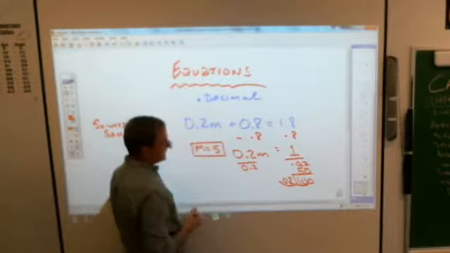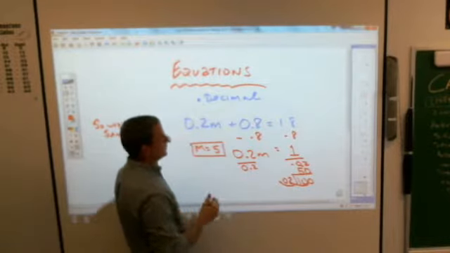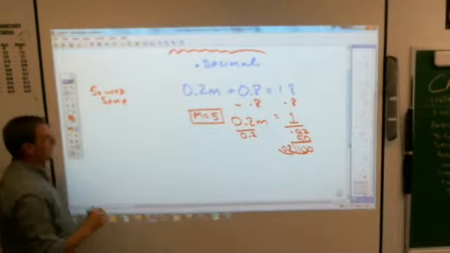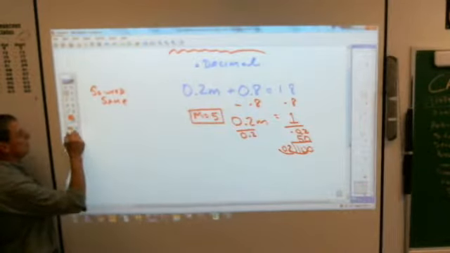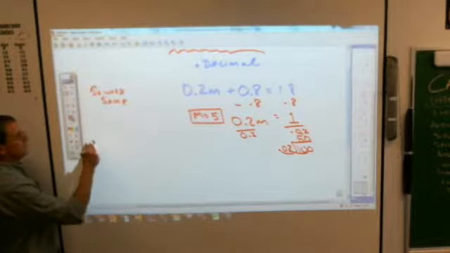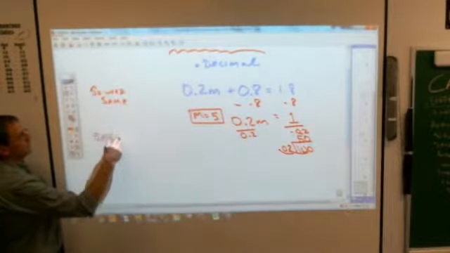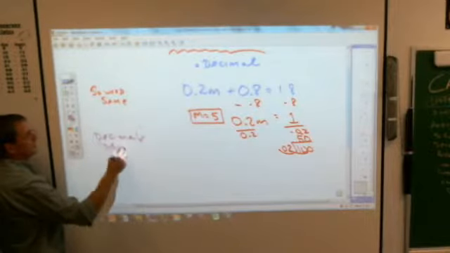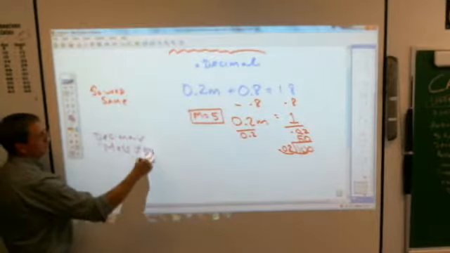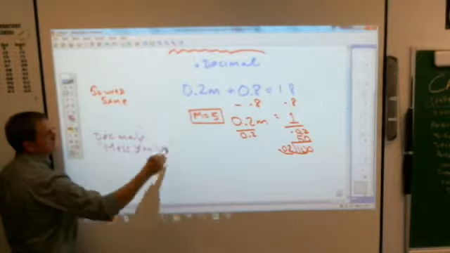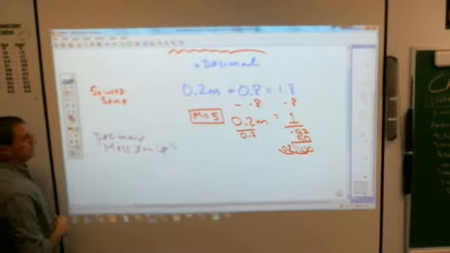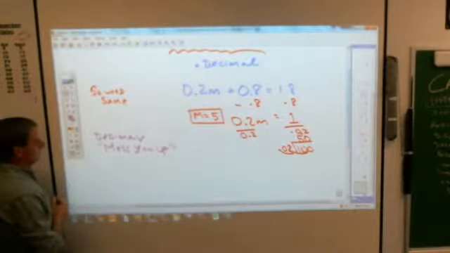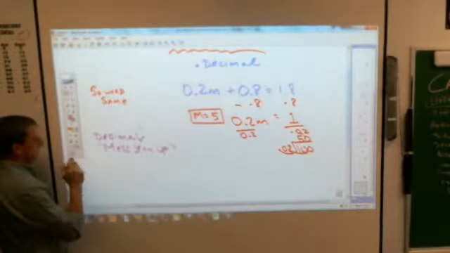Now, the reason I made that mistake was to prove a very valuable point. And that point is decimals can mess you up. Write that down. Decimals mess you up. Verb in that sentence is? Subject?